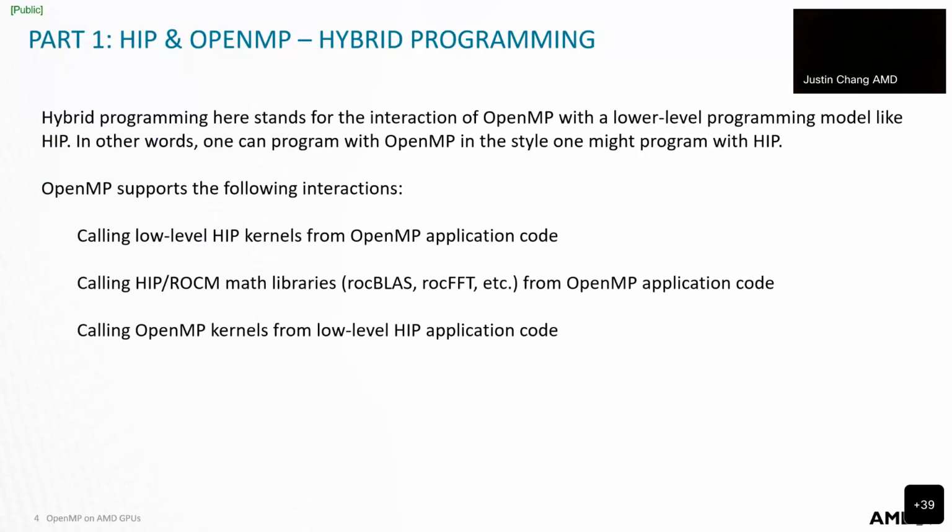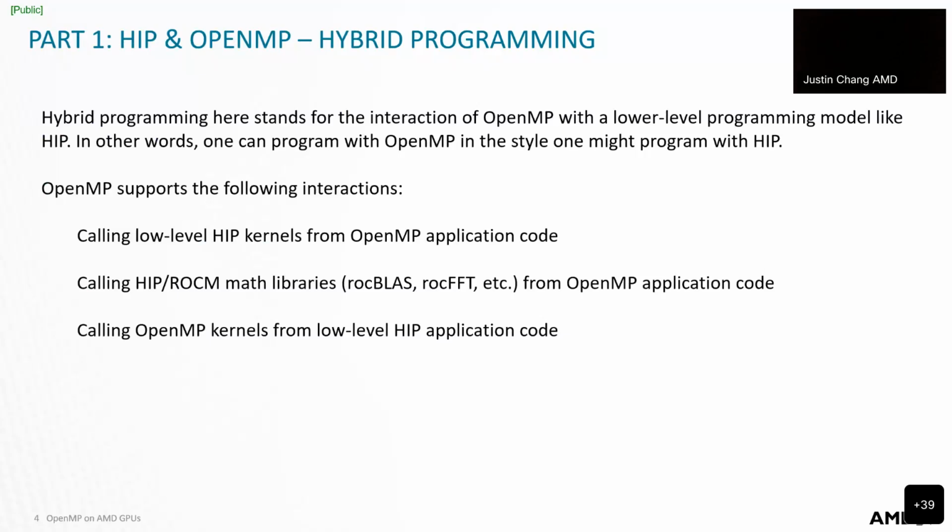Okay, so here's the first part. HIP and OpenMP is what I denote as hybrid programming, which here stands for the interaction of OpenMP with a lower level programming model like HIP. In other words, one can program with OpenMP in the style one might program with HIP. And OpenMP supports several of these different interactions that one can use in their application.